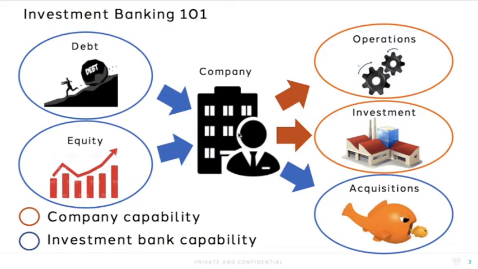So on the left, you see debt and equity coming in with blue arrows. So those are two core functions of investment banks, going out and raising debt and equity capital for companies. And then on the right, you see a blue arrow pointing towards acquisitions. So when a company wants to go acquire another company or sell itself, it will hire an investment bank to run the sale process or advise the company as it is buying another company.